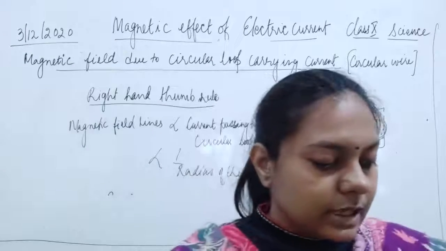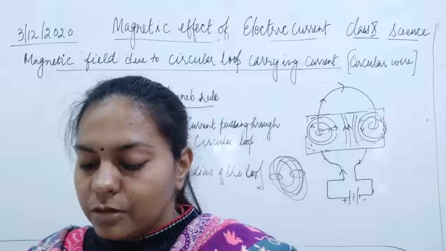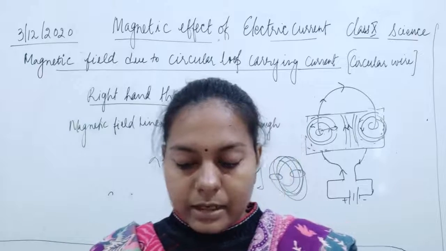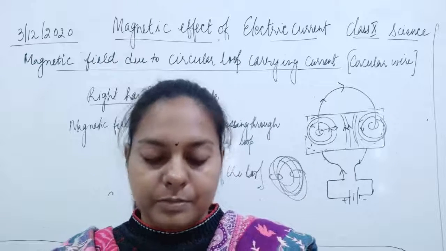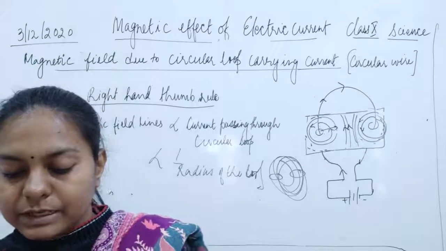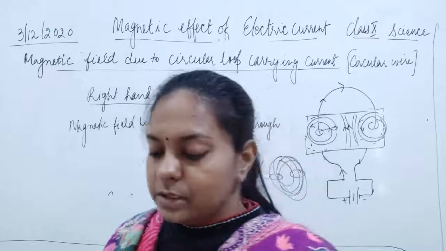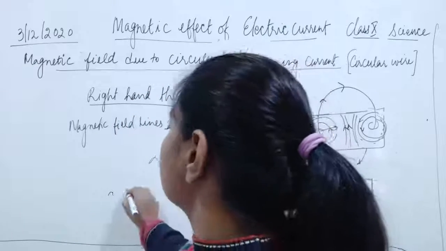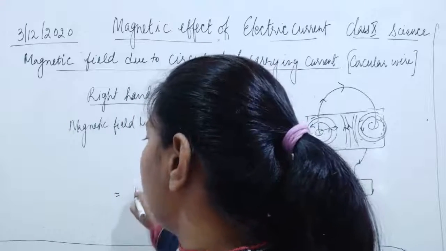Now next what we will discuss is, it's given over here that if the circular coil is having n number of turns, then the magnetic field produced by the circular coil will be n times larger as that of the production of the magnetic field lines. Okay, so the strength of the magnetic field produced in the circular wire current is directly proportional to the number of turns. Number of turns you can write down in the form of n.